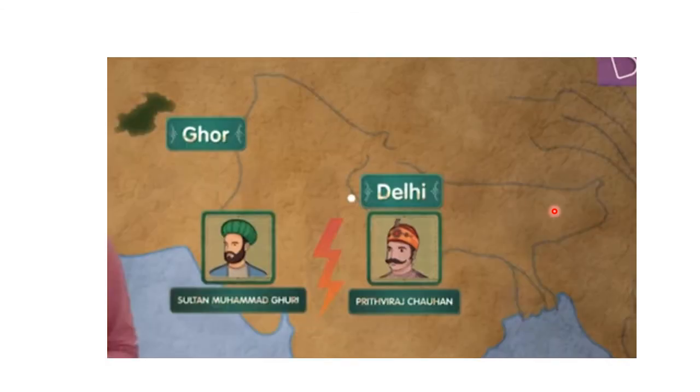Now, Muhammad Ghori, as I told you, wanted to invade India and occupy territories in India, but he had to face stiff opposition from Prithviraj Chauhan, who gave him a tough fight. In fact, Prithviraj Chauhan defeated him 16 times, and he was unable to conquer India. He had to go back to Gaur.